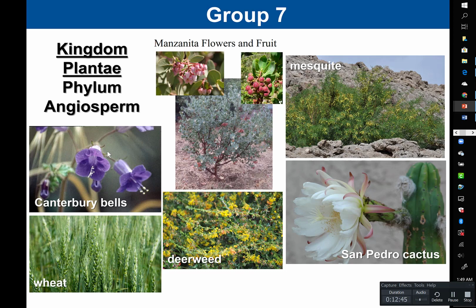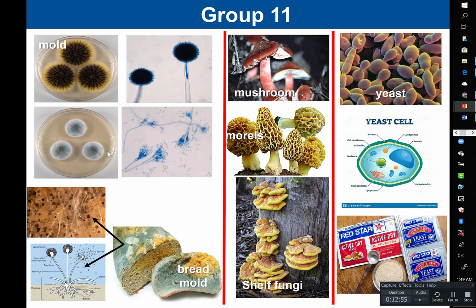That's their shared characteristic. And so those are our 4 plant groups. Next, we're going to come along to this group. This is group number 11. And what you can see in group number 11, these are our molds, mushroom, and yeast. So what did you classify group 11 as? And if you said kingdom fungi, you would be correct.